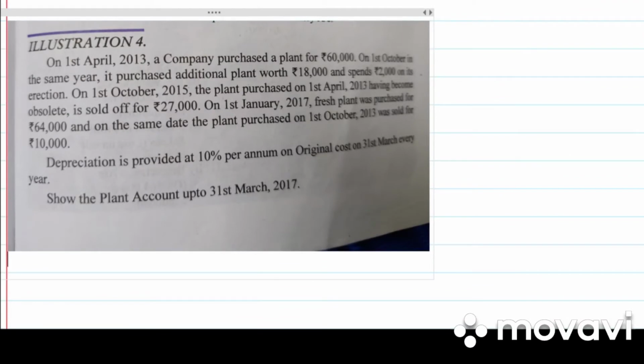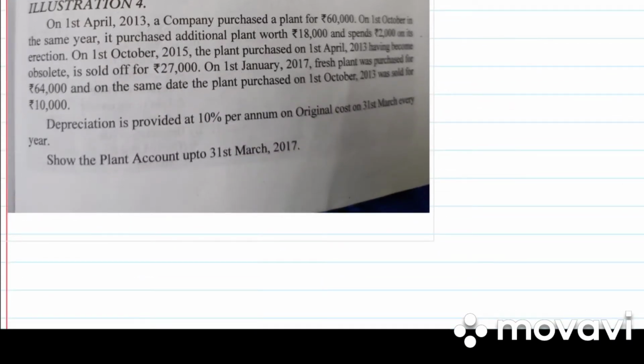Take down next illustration. On 1st April, a company purchased a plant for 60,000. On 1st October, same year it purchased additional plant for 18,000 and spends 2,000 on erection. On 1st October 2015, the plant purchased on 1st April 2013 became outdated and is sold for 7,000. On 1st January, again new plant is purchased and 1st October 2013 plant is sold for 10,000. Depreciation is provided at 10%. Show plant account. So we need to prepare the plant account.